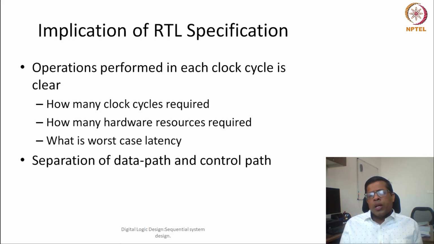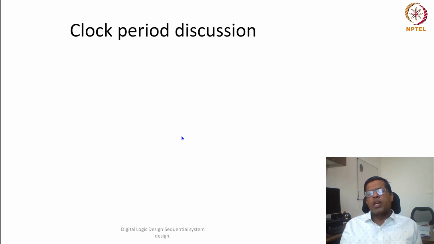Okay, so at this point, because we are talking about worst case latency, and we have the knowledge of all the hardware resources required, we would like to bring this discussion of clock period once again. Although we have discussed it multiple times during the course, and we have almost converged that a clock period is essentially equal to combinational delay plus T setup time plus T register time, or register propagation time.